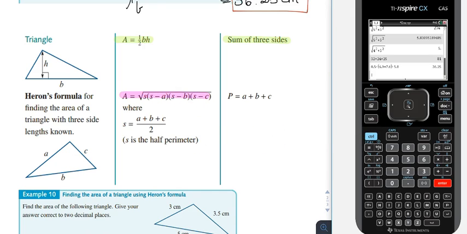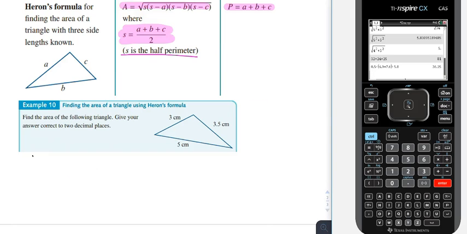So the way it works is basically you need to half the perimeter. So calculate the perimeter, half the perimeter, and then you need to substitute in. So your S is half the perimeter, and A, B, and C are your side lengths. We're going to do an example that's going to use Heron's formula. Heron's formula. In this case, the side lengths we've got is 3, 5, and 3.5.